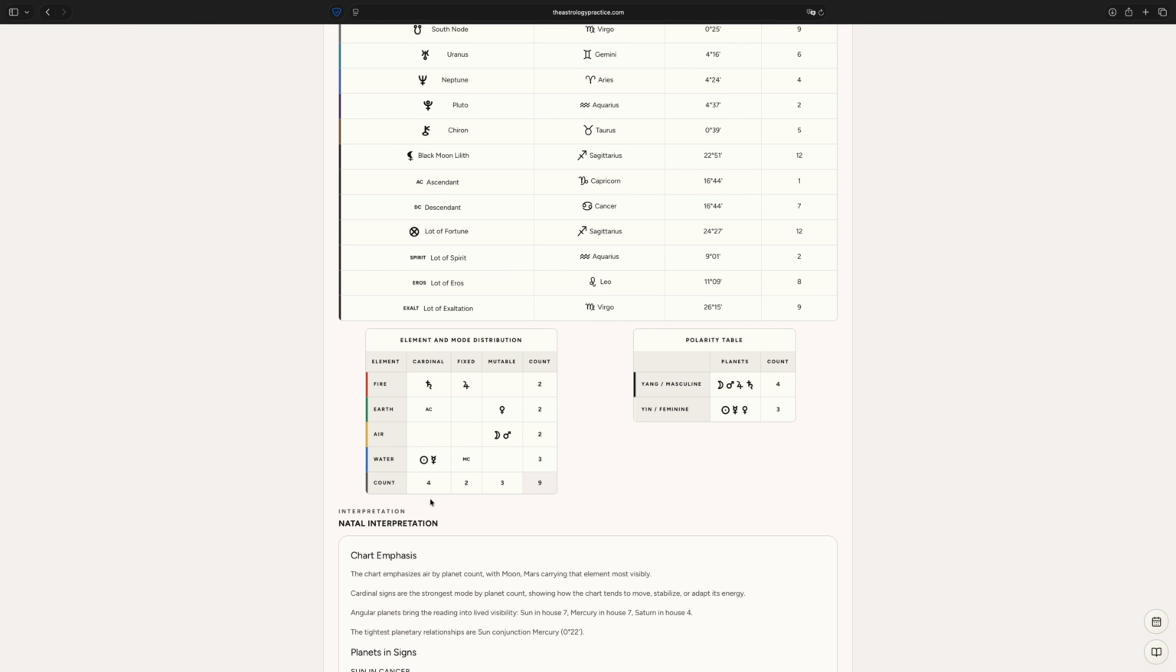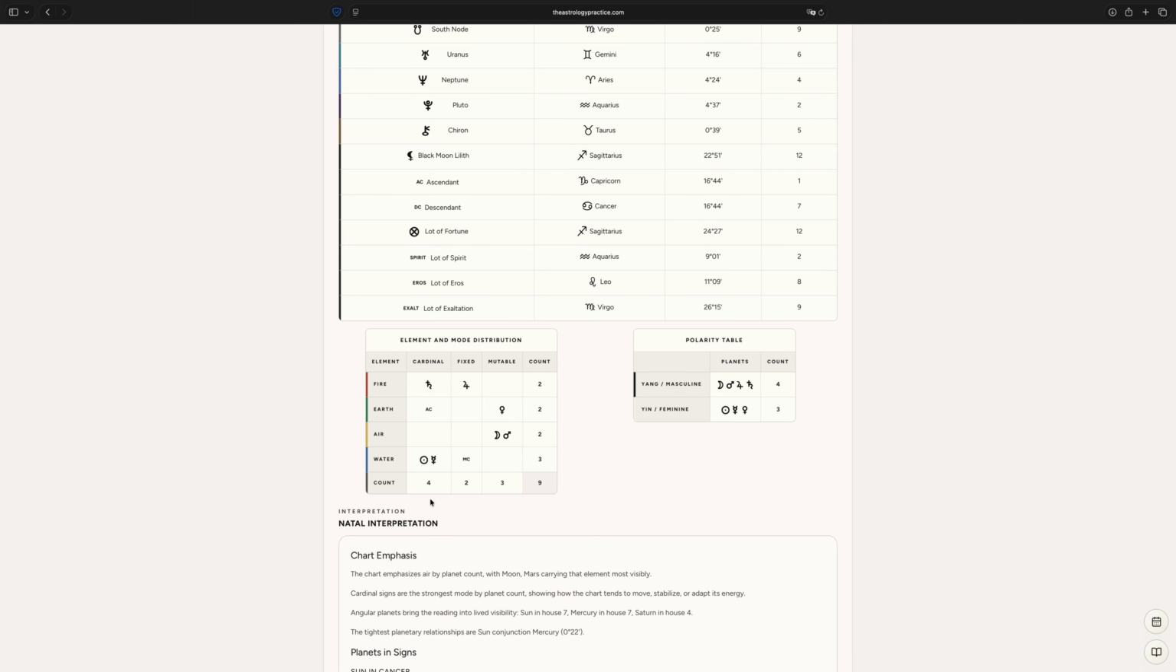So in this chart, we have 4 cardinal planets and 3 planets and 1 point, the ascendant, to be exact. For fixed, we have 2. We only have Jupiter and the midheaven. For mutable, we only have 3, the Moon, Mars, and Venus. So this chart is predominantly cardinal.